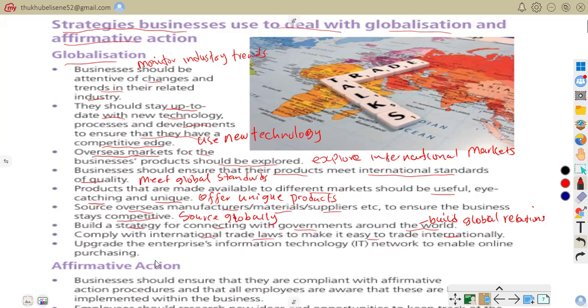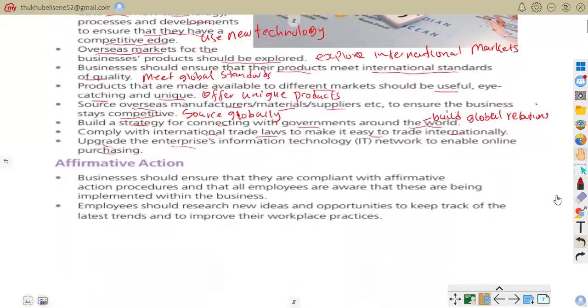So that is that. Upgrade the enterprise information technology network to enable online purchasing. So here you upgrade the IT system. So use technology for global trade. So that is that. So now let us come to affirmative action. Let us be on affirmative action.